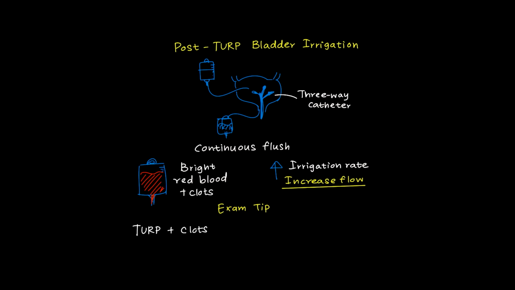Option A is the worst move. Clots will collect and block the catheter. Option B ignores an active intervention. Option D stops all drainage and lets clots and pressure build dangerously.